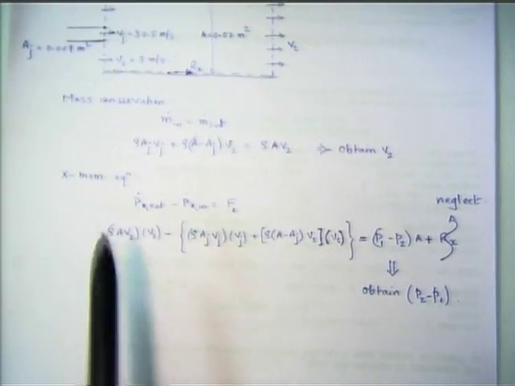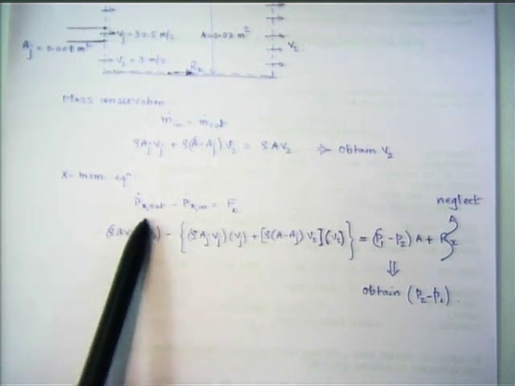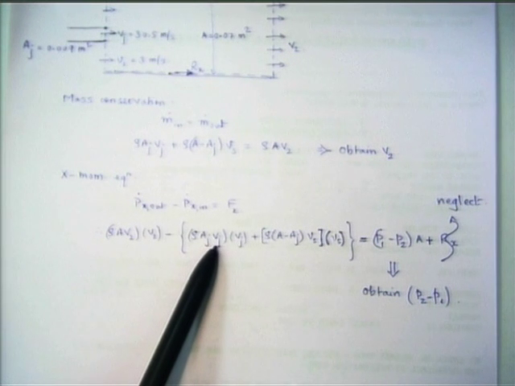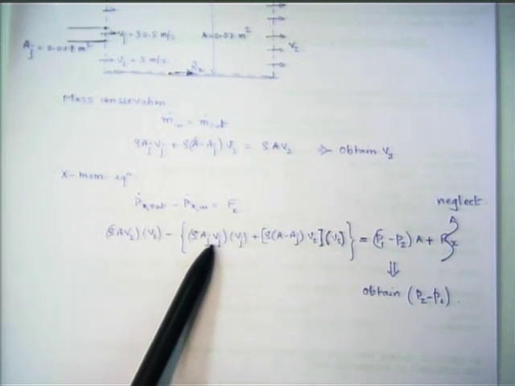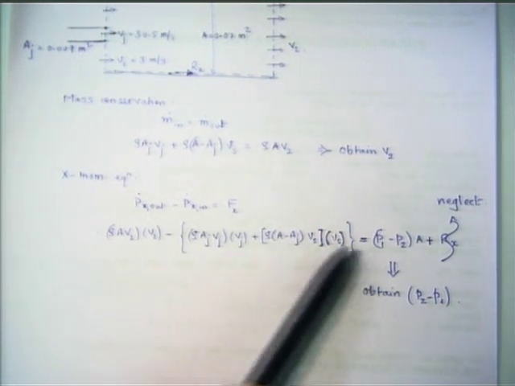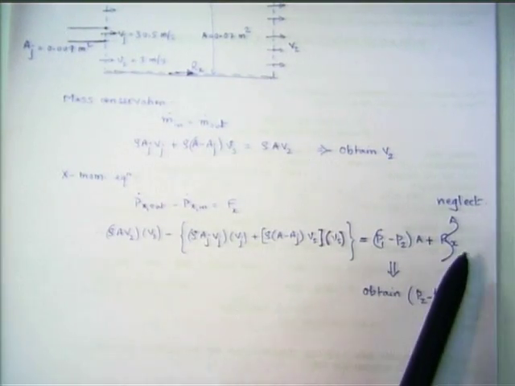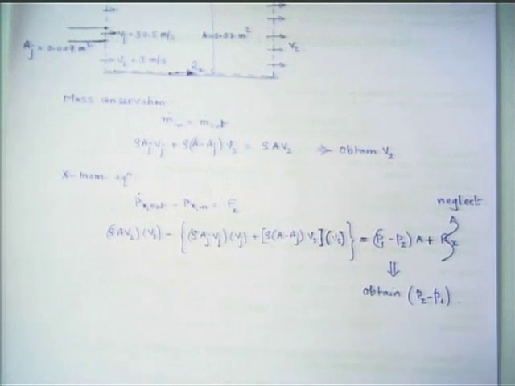For the x momentum part, it is exactly the same way as we have been writing before. Only now the momentum has two contributions coming in, from the jet as well as from the secondary flow. P1 minus P2 times A is what acts on the control volume in the x direction, and this Rx is essentially some sort of a viscous force acting on the control volume because of its interaction with the pipe. I am neglecting this here without having specifically said that in the problem statement.